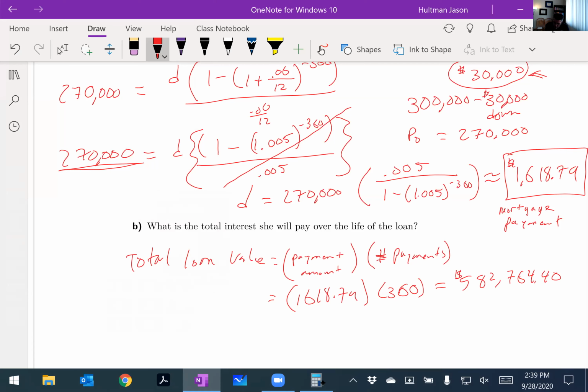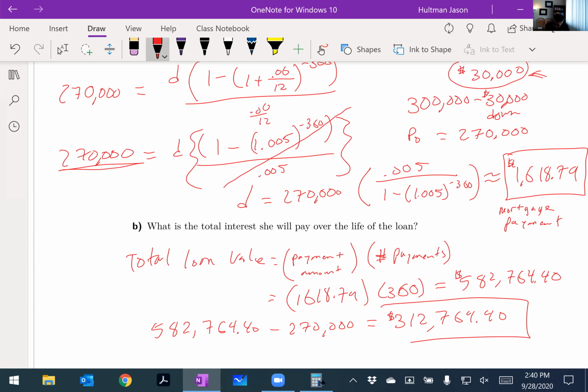Okay. Now, what if I want just the interest? What would I do? I would take this amount and subtract off the principal that I borrowed, which is 270,000, which is going to be equal to 312,764.40. So more than half of the money that I have to pay back is interest.